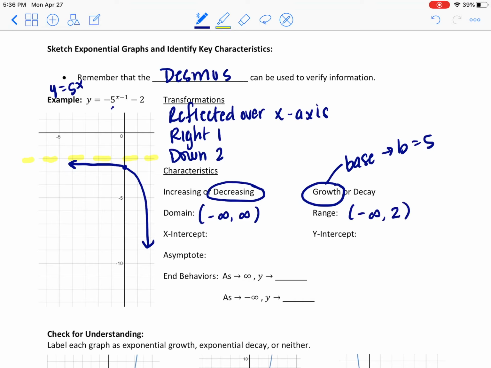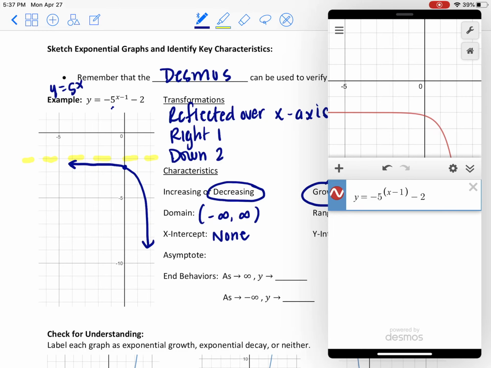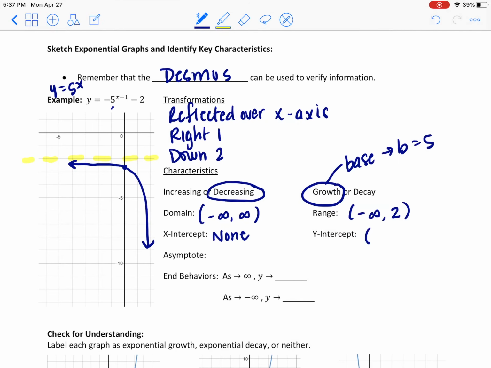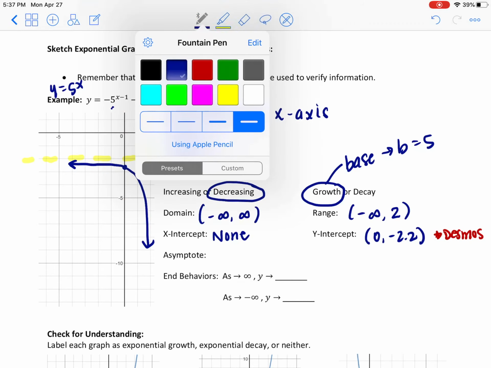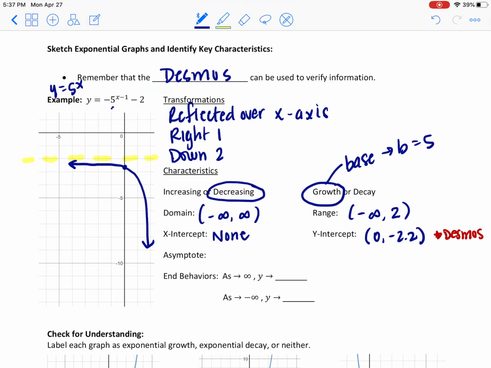We call it negative growth. It's ridiculous, right? All right, domain. We could still plug whatever we wanted for x. The graph still goes left and right forever. The range. Well, now the graph goes down forever toward -infinity, and then it's going to be approaching the asymptote at -2, but it can't quite get there. X-intercept, still not going to cross the x-axis, so none. The y-intercept we found from Desmos was at, I forgot, -2.2, so (0, -2.2). And if you want to make a little note, that came from Desmos.